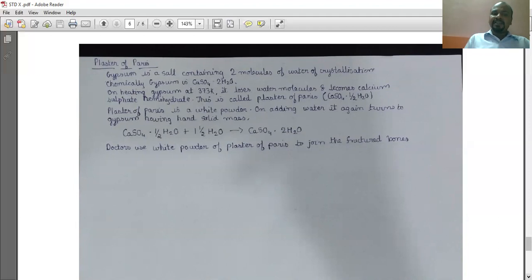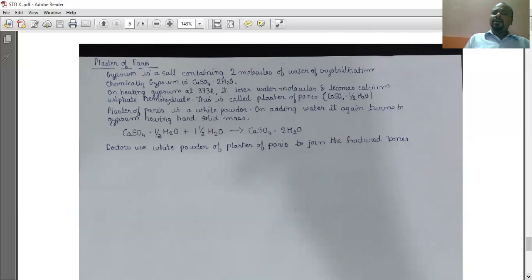The equation is CaSO4·½H2O when it reacts with 1.5 molecules of water gives you CaSO4·2H2O. That is, plaster of Paris when it reacts with water gives you gypsum. The use of plaster of Paris is that doctors use this white powder of plaster of Paris to join fractured bones. We'll one more time see the content regarding plaster of Paris.